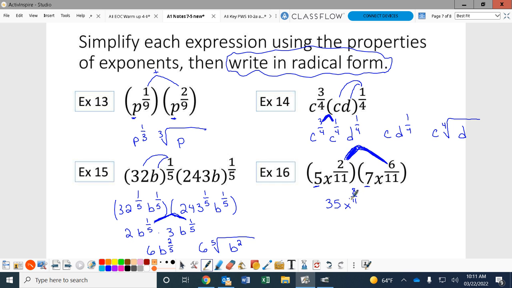We're going to write the number that has a rational exponent as a radical. So we're going to take 35 on the outside. We're going to put our radical symbol. We're going to put the x on the inside. What is the power on the inside on the x? 8. And on the outside? 11. Good. Nicely done, guys.